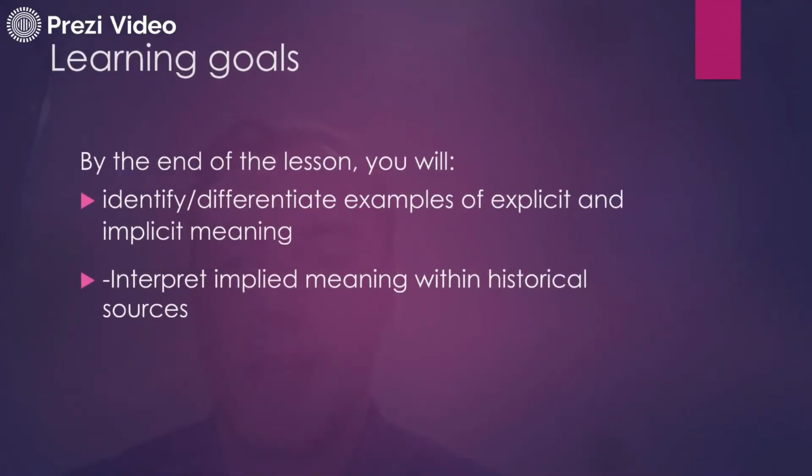By the end of the lesson, you will be able to identify and differentiate examples of explicit and implicit meaning, and you'll also be able to interpret implied meaning within historical sources. That's what we'll be looking at in our examples of the propaganda posters. This lesson is important as it will allow you to develop some key historical skills that you will need for your final summative assessment, which is the short response exam.